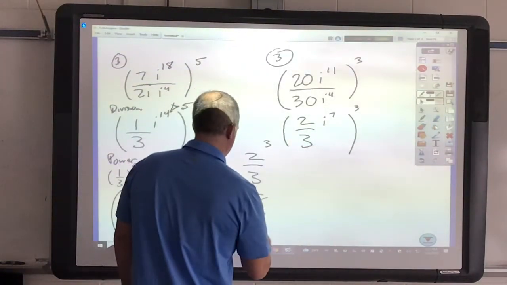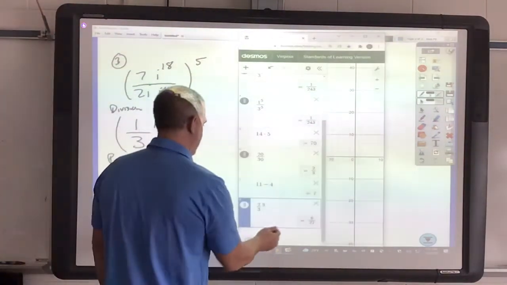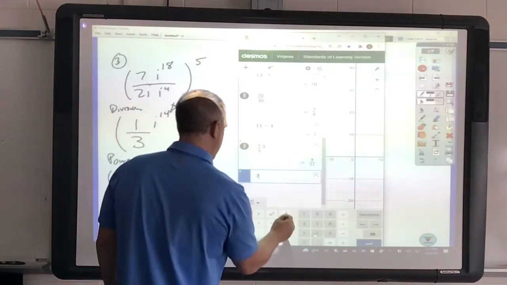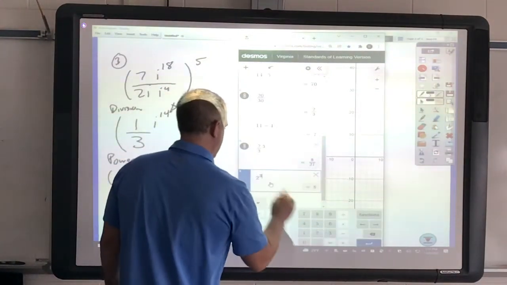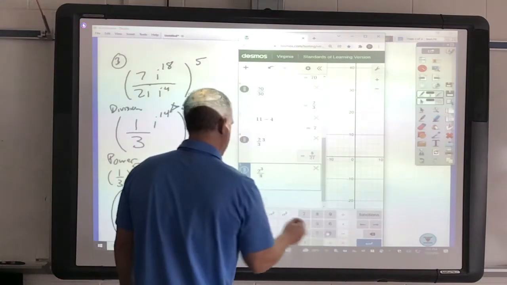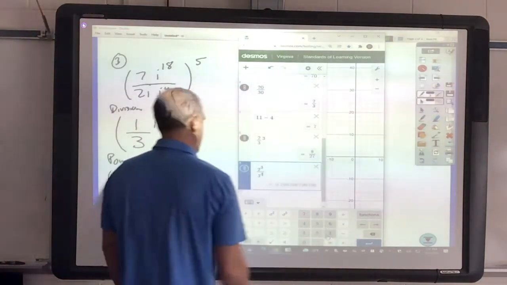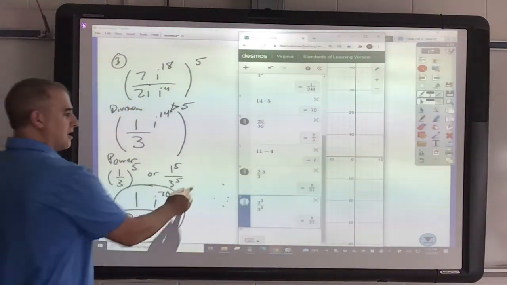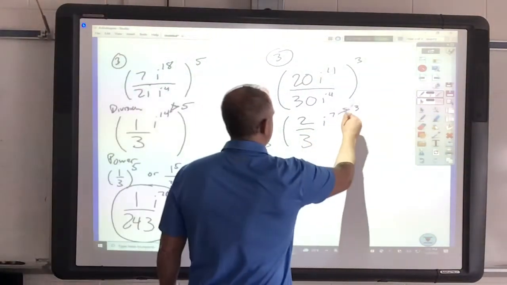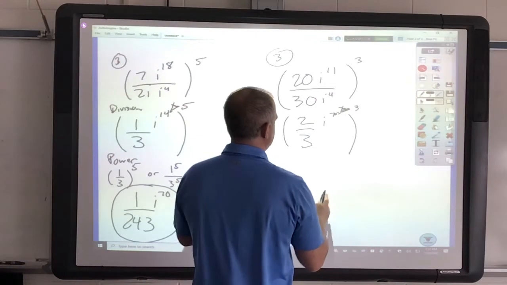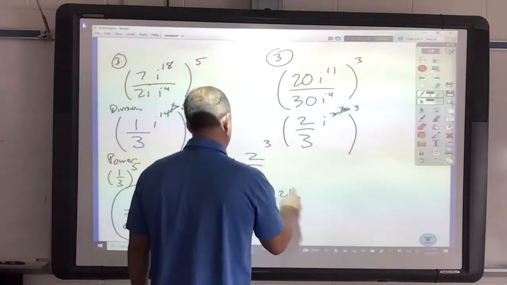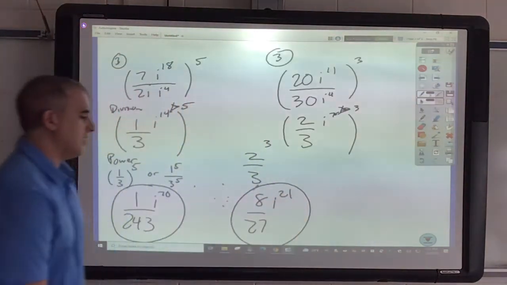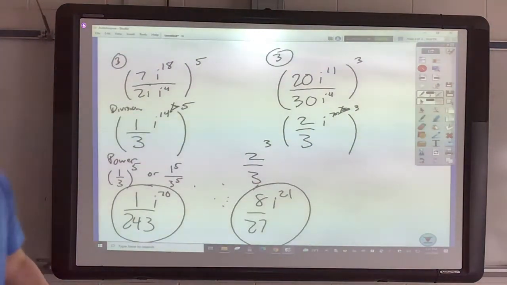8/27. The other way you can do it, if you wanted to, is you could do 2 exponent 3 divided by 3 exponent 3. Either way, whatever you're comfortable using on the calculator, you get the same thing. And then I multiply these two, so that would be i to the 21st. Okay, so that's how you would do those.